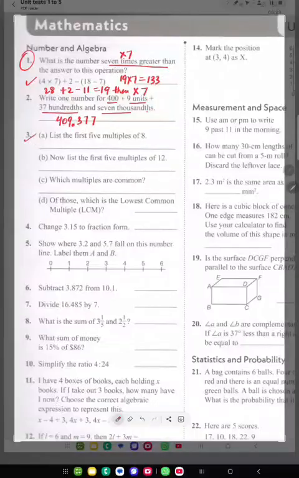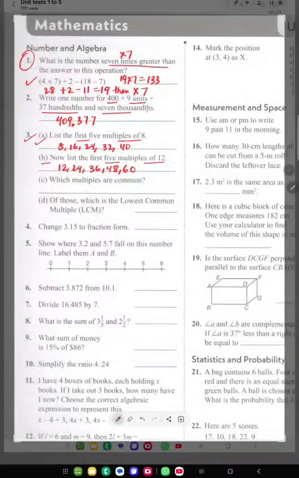Now 3a, list the first 5 multiples of 8. So multiples of 8 are 8, 16, 24, 32 and 40. Okay, they are just times tables. Multiples means count by that number. Now in part B, list the first 5 multiples of 12. First 5 multiples of 12, so 12, 24, 36, 48, 60.